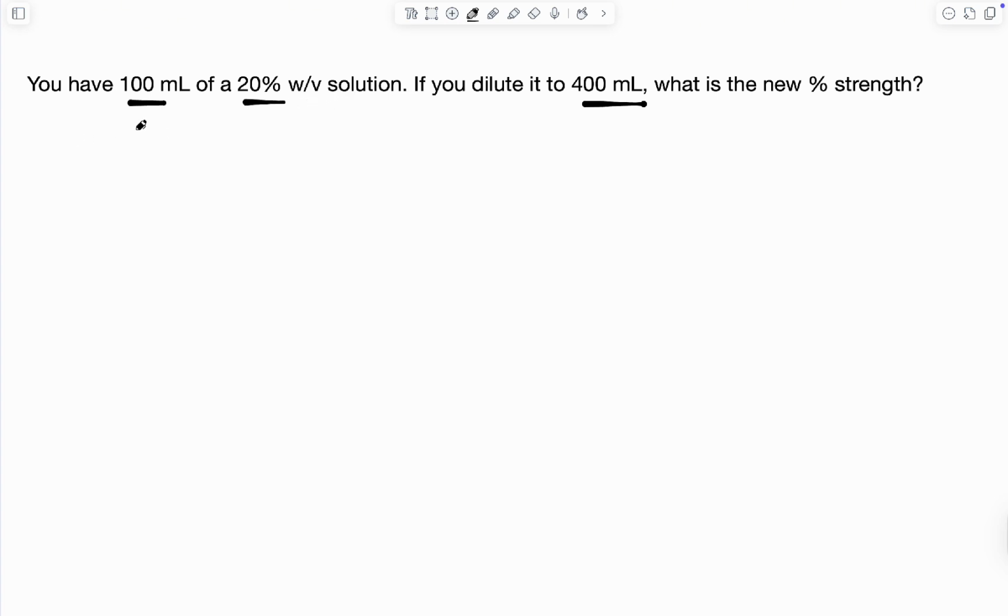So I know already that's going to be my V1. This is going to be my C1. If you dilute it to 400 ml, that's what we're ending up with. That's our V2 in volume. What is the new percentage strength? So we want to find our C2, which is equal to X. So that's another way I decide which one's C1 and V1 or V2 and C2: by reading the question and thinking, what do I actually have right now and what do I want to get up to?